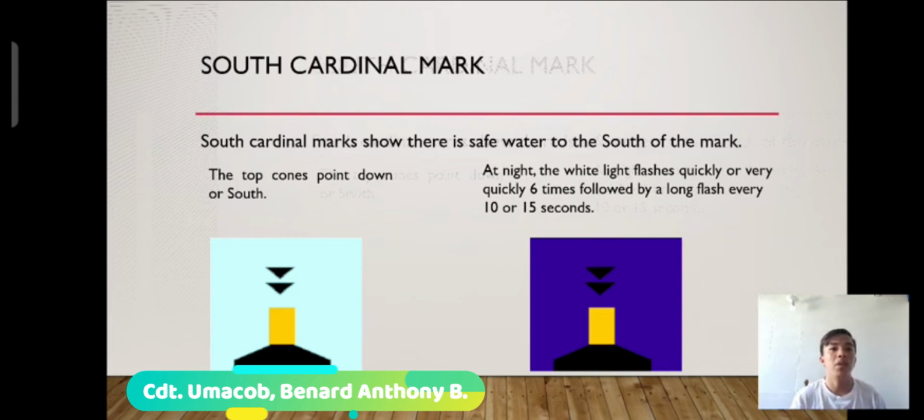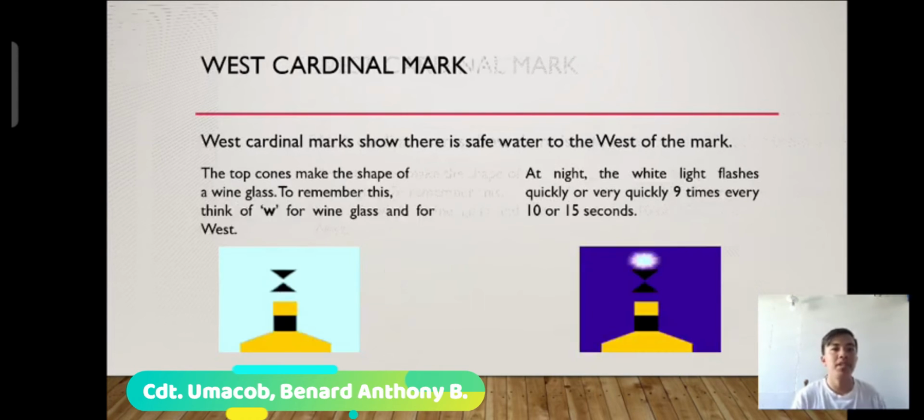So the top cones point down, or south. At night, the white light flashes quickly, or very quickly, 6 times, followed by a long flash every 10 seconds or 15 seconds.